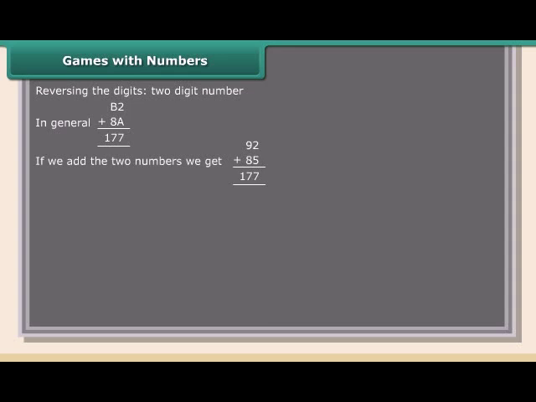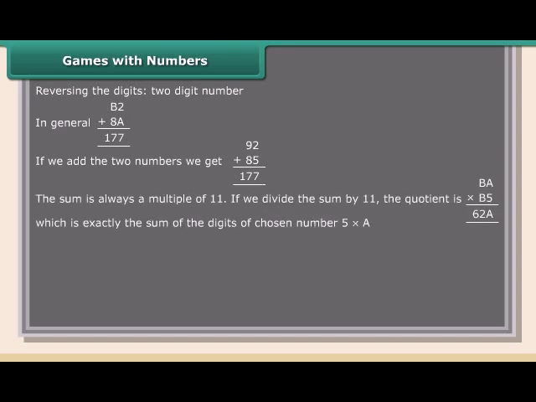Games with numbers. 1. Reversing the digits of a two-digit number. In general, B2 plus 8A is 177. If we add the two numbers, we get 92 plus 85 is equal to 177. The sum is always a multiple of 11. If we divide the sum by 11, the quotient is the sum of the digits of the chosen number.